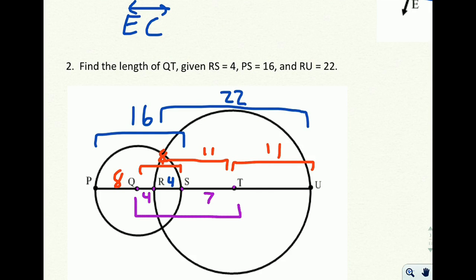So now if we follow our full journey along, we have 7, 4, and 7 between those two. So we can add that all together and get 15 as our distance. So the distance between Q and T is 15.